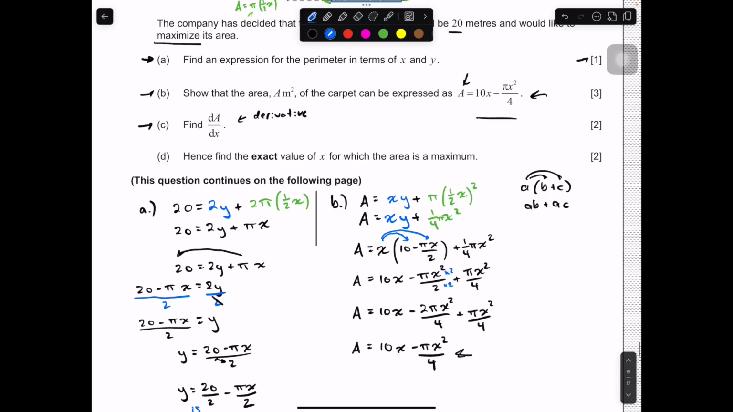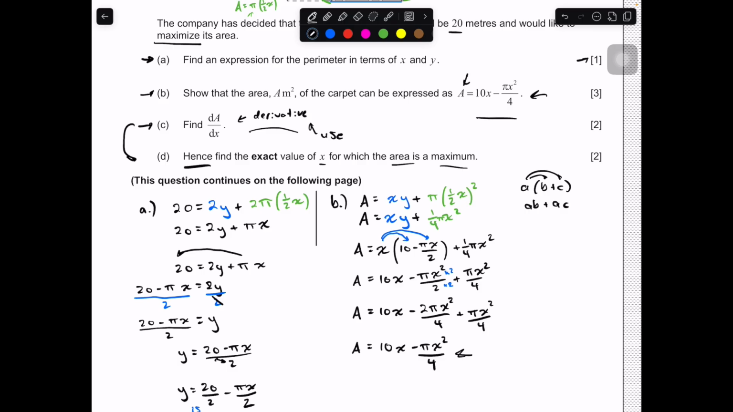Last question. Hence, find the exact value of x for which the area is a maximum. So, just draw your attention to maybe two things. This 'hence' is an important word. It means that, okay, you've taken the derivative, now use this derivative to find the exact value of x for which the area is a maximum. So they want you to use the derivative. This 'hence' means make use of that information above to then solve.